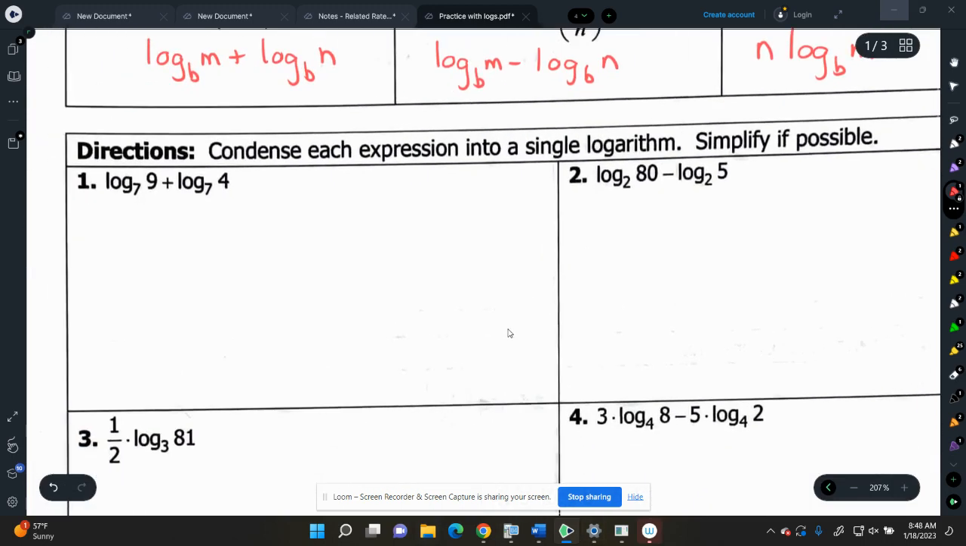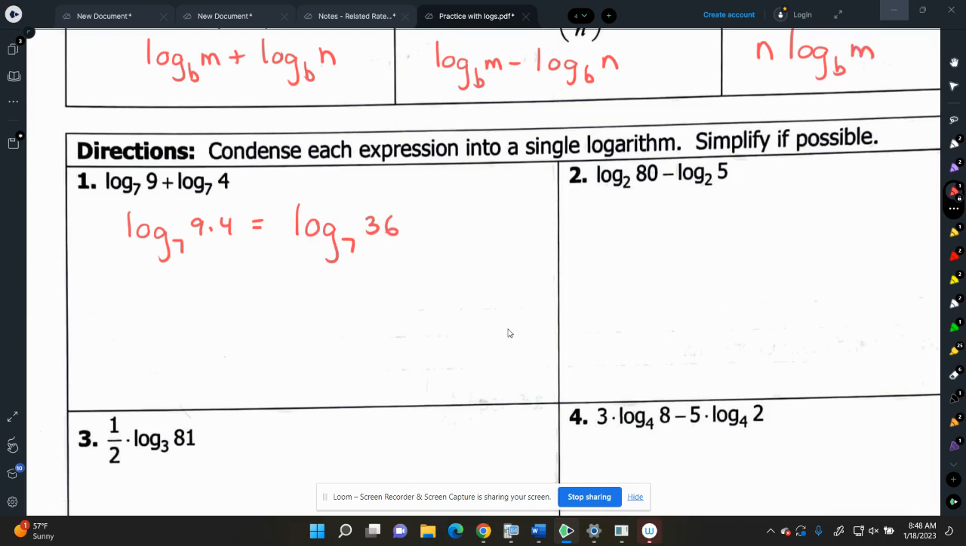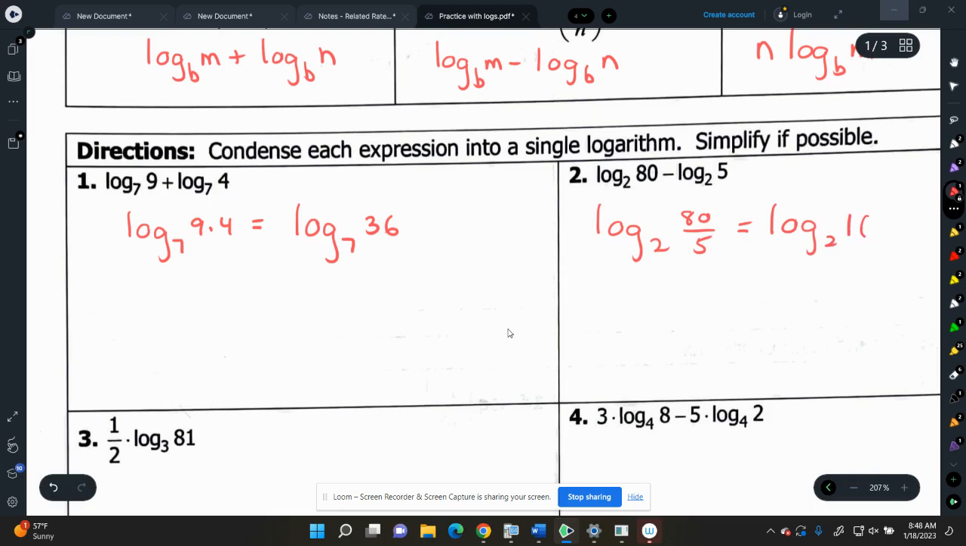So number one, we're going to rewrite this as multiplication, log base 7 of 9 times 4. 9 times 4 is 36, so we rewrite it as log base 7 of 36. This is subtraction, which means I'm going to rewrite it as division. So this will be log base 2 of 16. And hopefully you recognize that we can actually evaluate log base 2 of 16. What does that equal? 4, yeah.